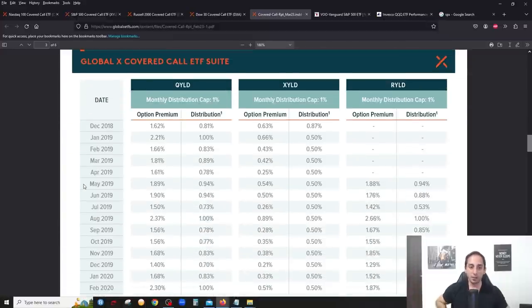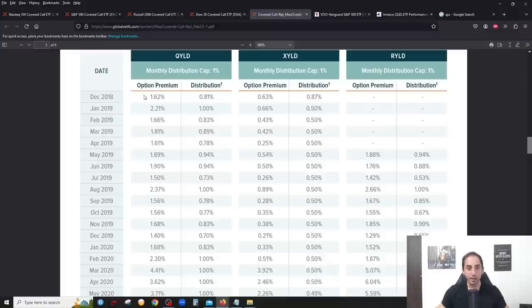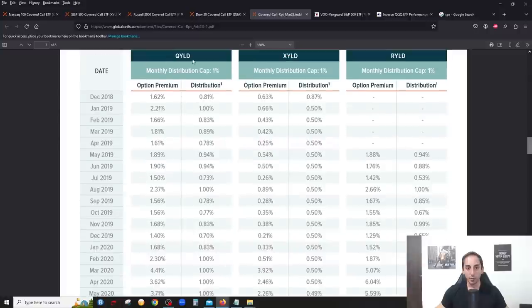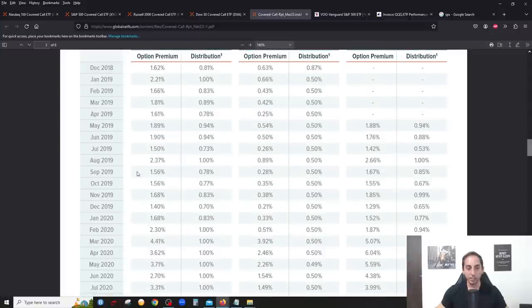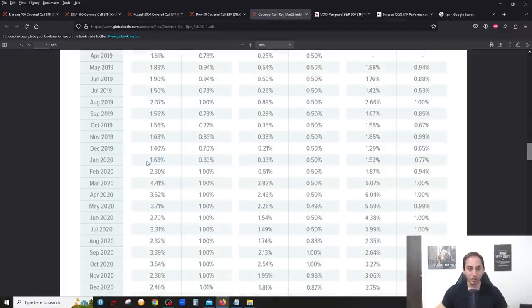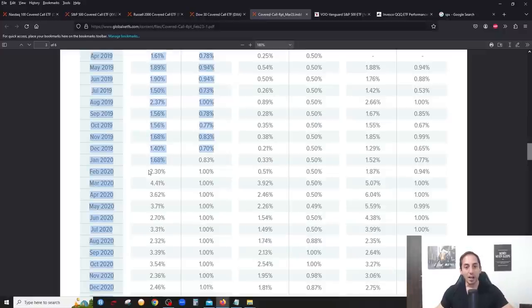So here's the key. If you scroll down, you could actually see every month the premium that the option is generating, that very aggressive at the money option premium. And let's take a look at QYLD. You could actually see, in January, February, you see here, this is the proof. You could see how valuable these at the money call options are, right? They're generating over 1% a month premium, everyone. And this could vary. It varies because it's based on volatility. The more volatile the market is, the higher the premium.